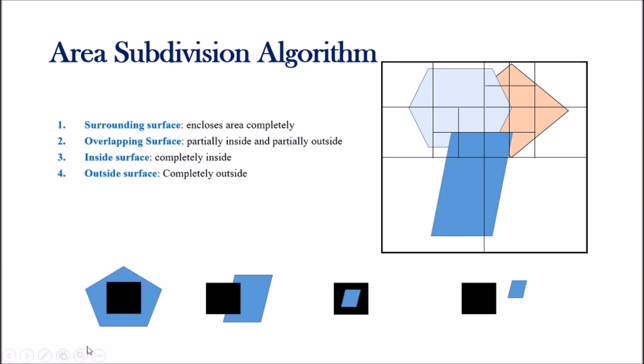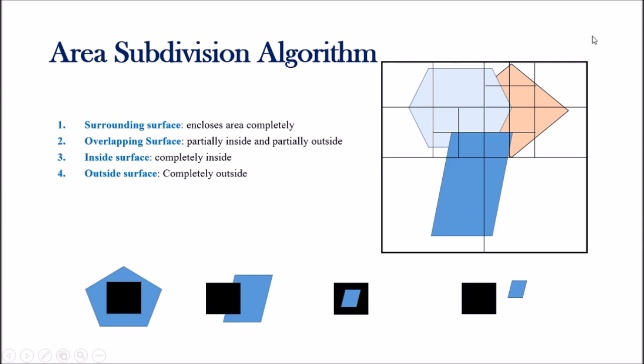As I have said, this is the surrounding surface: if this is the rectangle or area and the surface surrounds it, it is called a surrounding surface. This is an overlapping surface, meaning partially inside and partially outside. Then inside surface: if the surface is completely inside, it is called an inside surface. Outside surface means there is no surface in the divided area. This is how the area subdivision algorithm works.